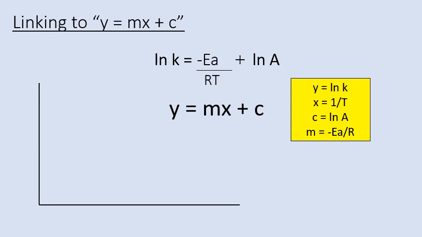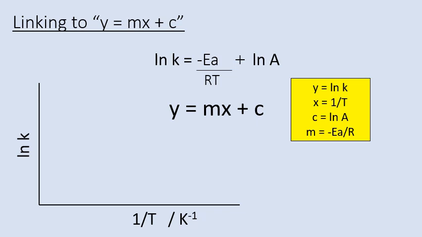This will always be the case. So your y-axis will always be ln k, and your x-axis will always be 1 over T. And your T must be in kelvins. You can see the units there on the x-axis are Kelvin to the minus 1 because it's 1 over temperature.